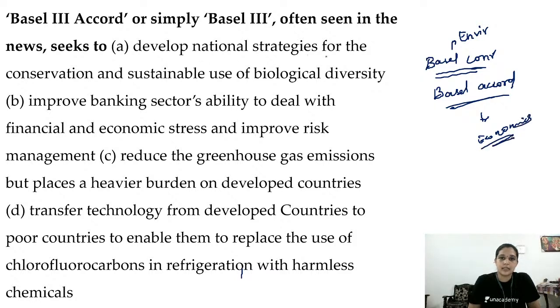See, develop national strategies for the conservation and sustainable use of biological diversity. So this is about the convention, it is not the Basel III Accord. Improving banking sector ability to deal with financial and economic stress and improve risk. So this might be the answer because it is related to economics. Reduce greenhouse gas emission, not environment. Transfer technology from country to enable replace the use of chlorofluorocarbons.